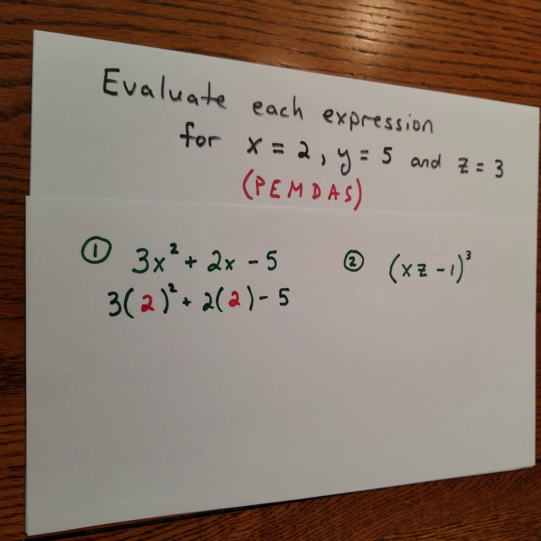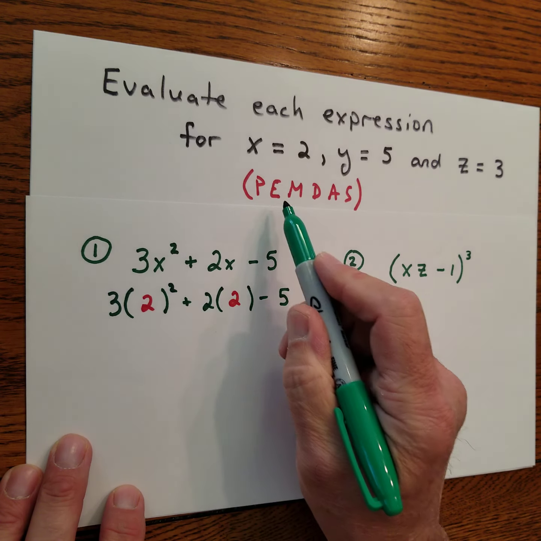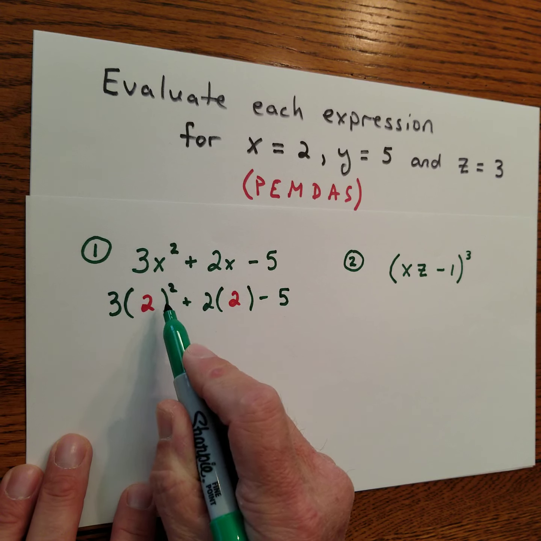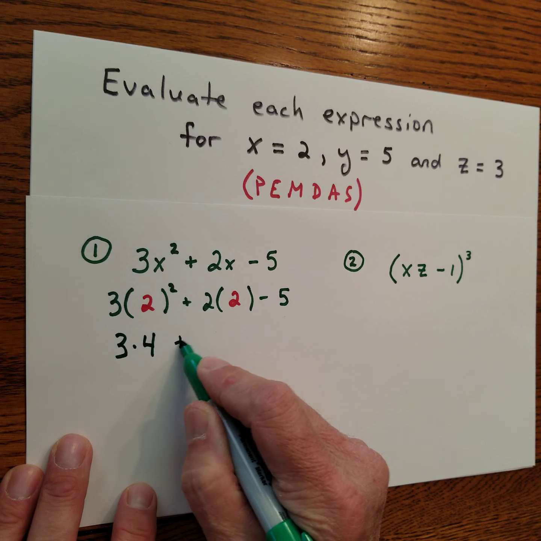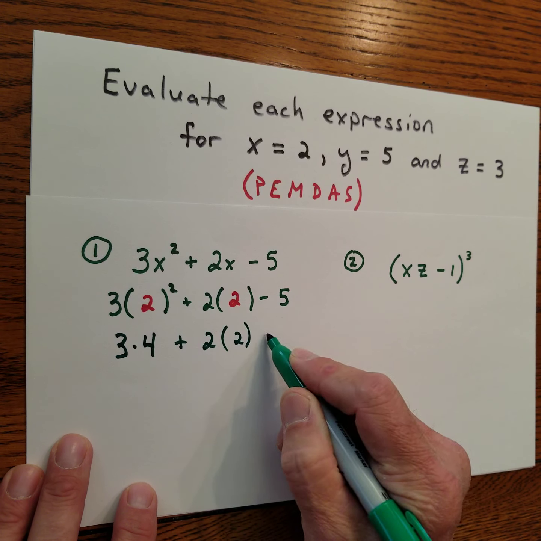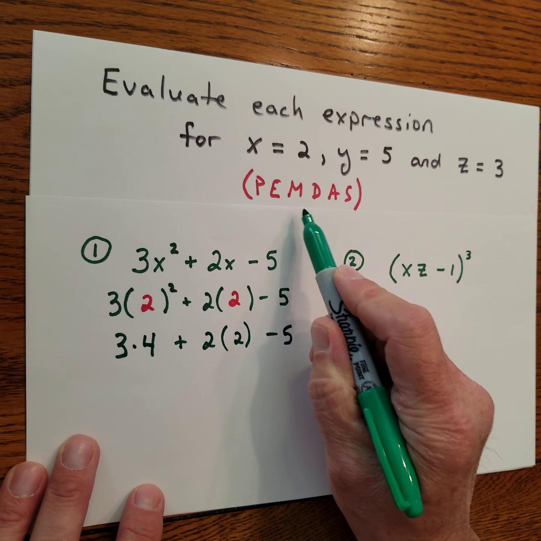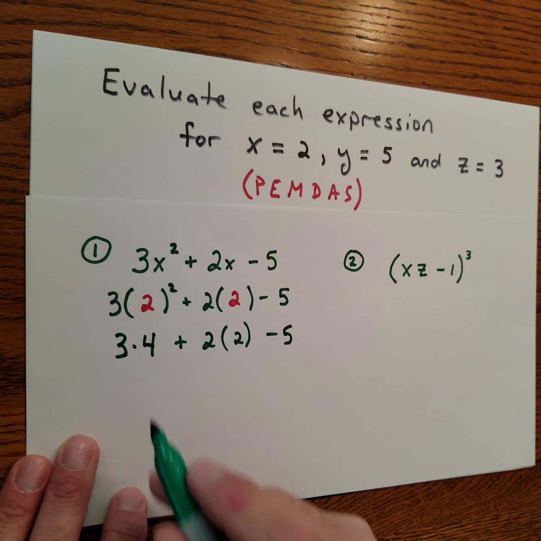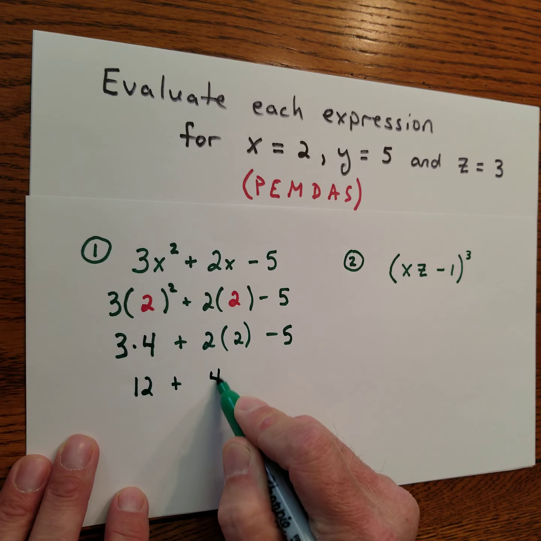Now to simplify, we'll think PEMDAS. There are no grouping symbols, but there is an exponent. Let's take care of the exponent first. 2 squared, 2 times 2 is 4. Now copy, and copy, and copy. After exponents come multiplications and divisions. And if you've got more than one multiplication and division, go left to right. 3 times 4 is 12. 2 times 2 is 4.